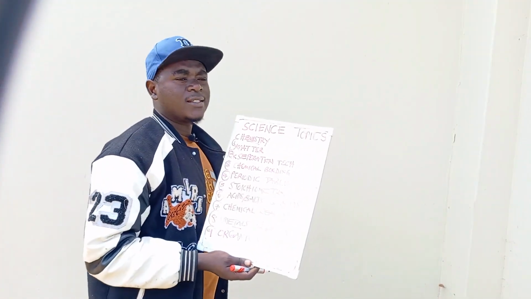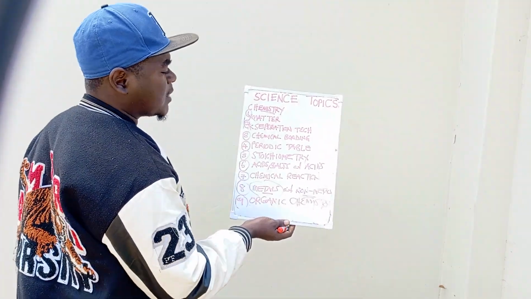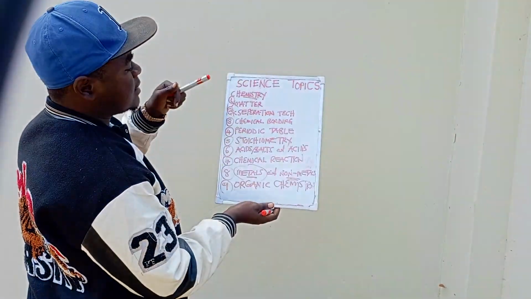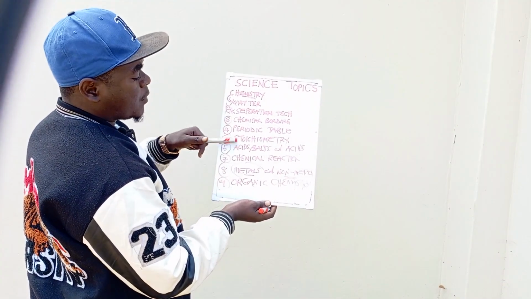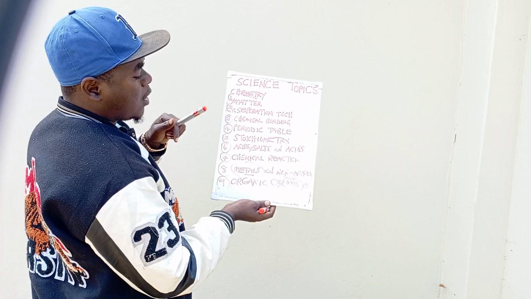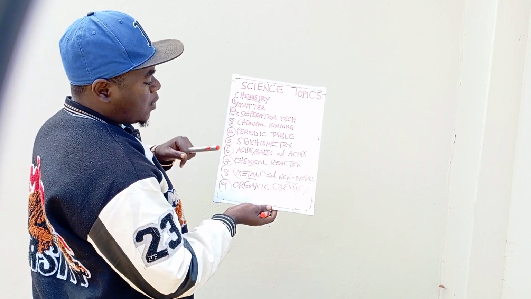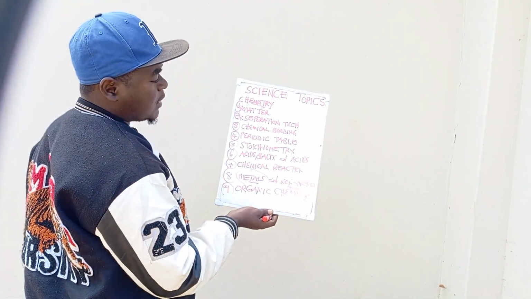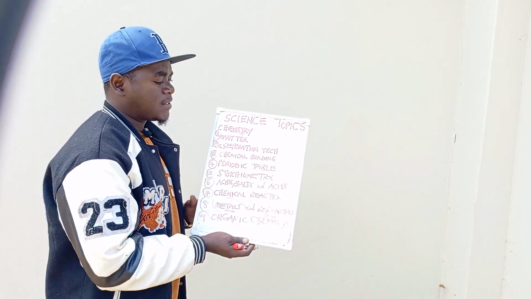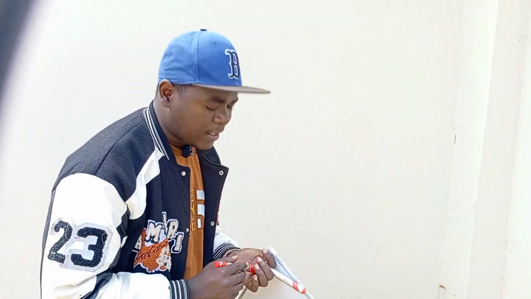So even as you enter that exam room, you have to make sure that you know these topics. We've got matter, separation techniques, chemical bonding, periodic table, calculations, stoichiometry. We also have acids, salts, and bases. We look at chemical reactions, metals and non-metals, and organic chemistry. Once you know these ones, you stand a better chance of getting a distinction in the exam room.